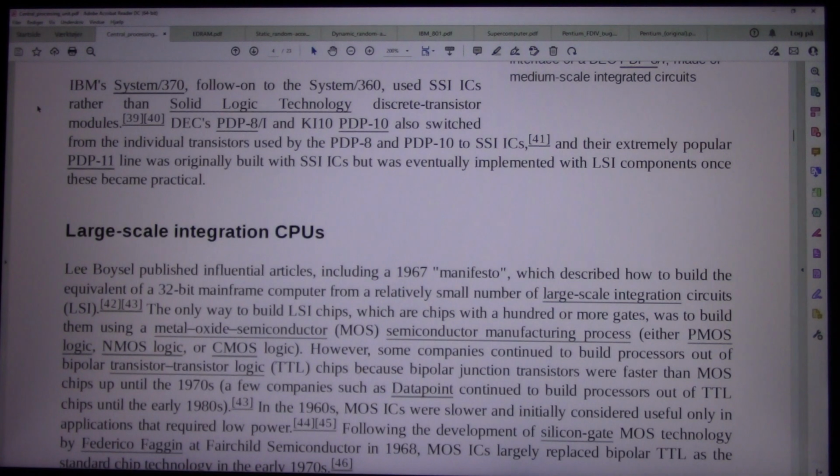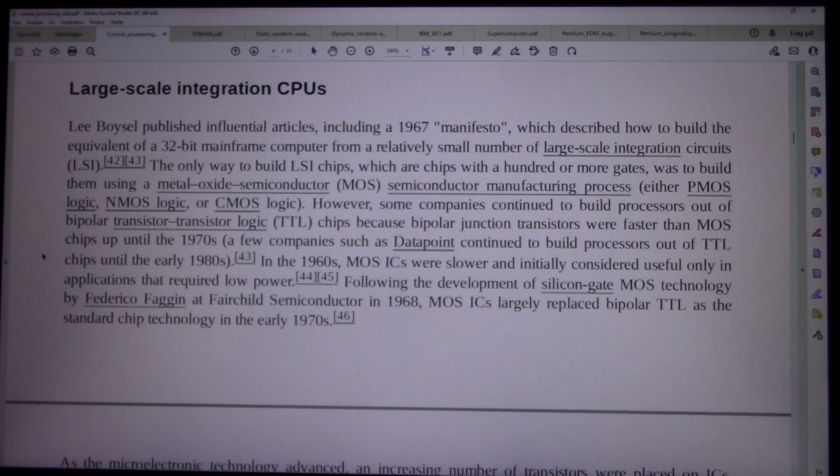Large-scale integration CPUs. Lee Boysel published influential articles, including a 1967 manifesto, which described how to build the equivalent of a 32-bit mainframe computer from a relatively small number of large-scale integration circuits, LSI.